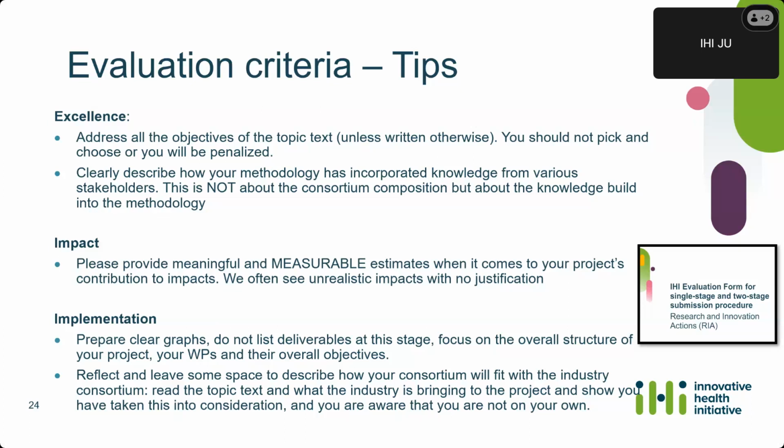At the same time, it's important to leave some space and describe how the consortium will fit with the pre-identified industry consortium. As I mentioned in my previous slides, you've seen all the pre-identified industry consortium partners, together with the contributing partners, if any, in the topic text, and what assets and contributions they bring. So here is the time to describe how these will come and work with you, to show that you have taken these elements into consideration and you're aware that you are not on your own. So this implementation part should be clearly described and also show your vision of how you will work together with the pre-identified industry consortium.